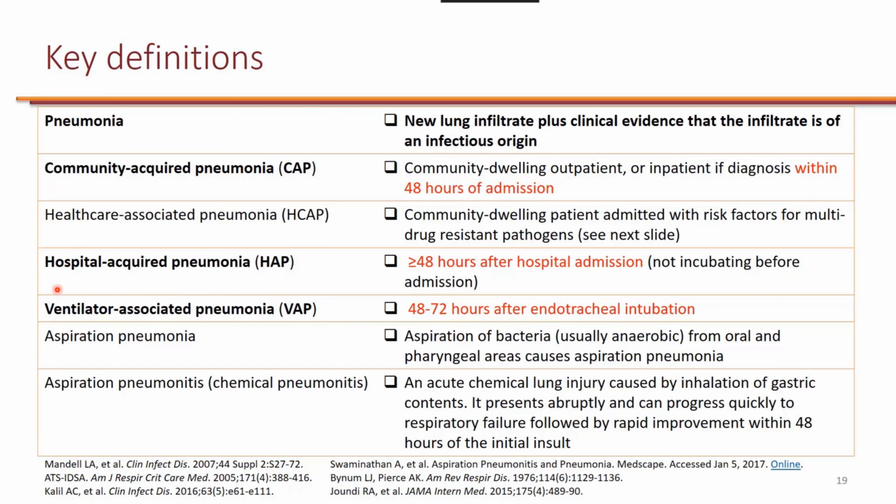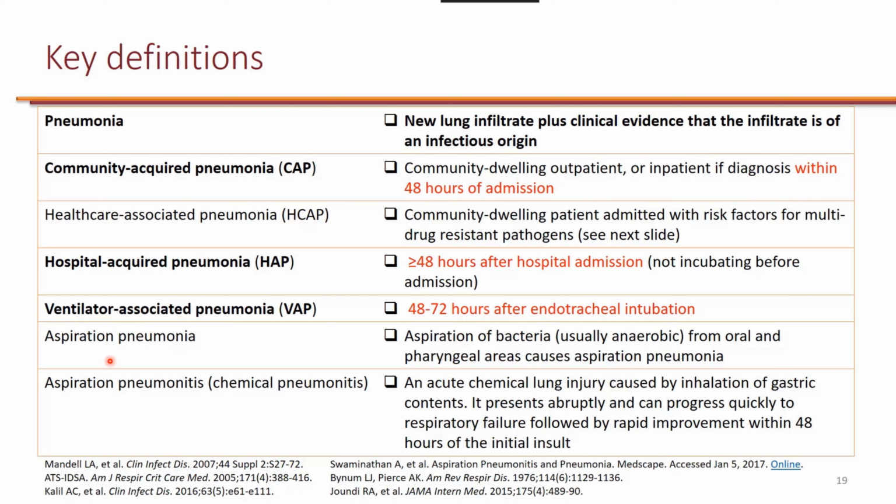There's also healthcare-associated pneumonia that was part of the 2005 guidelines. However, the 2016 guideline removed HCAP from the guideline, and I will explain more on why that is.